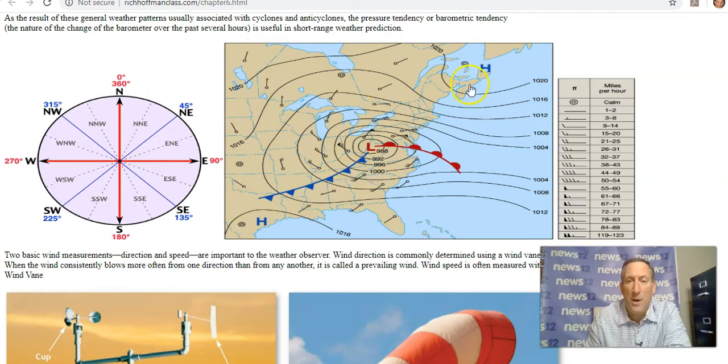So we're watching these low pressures. High pressure here, low pressure here. The difference in pressure causes wind. There's a steeper pressure gradient near this low pressure, so that's why we're looking at stronger winds.